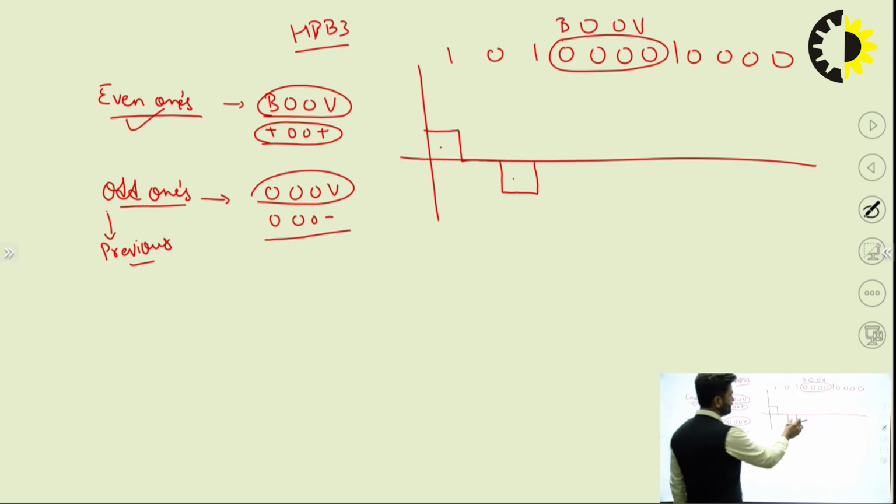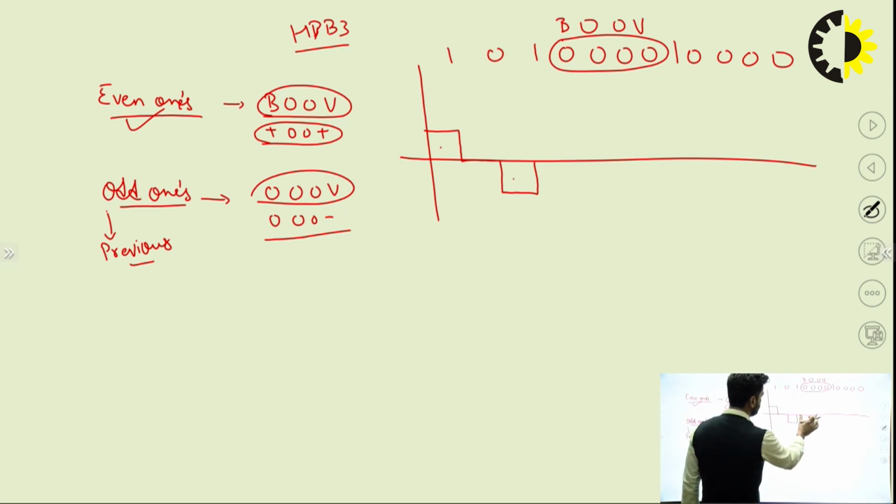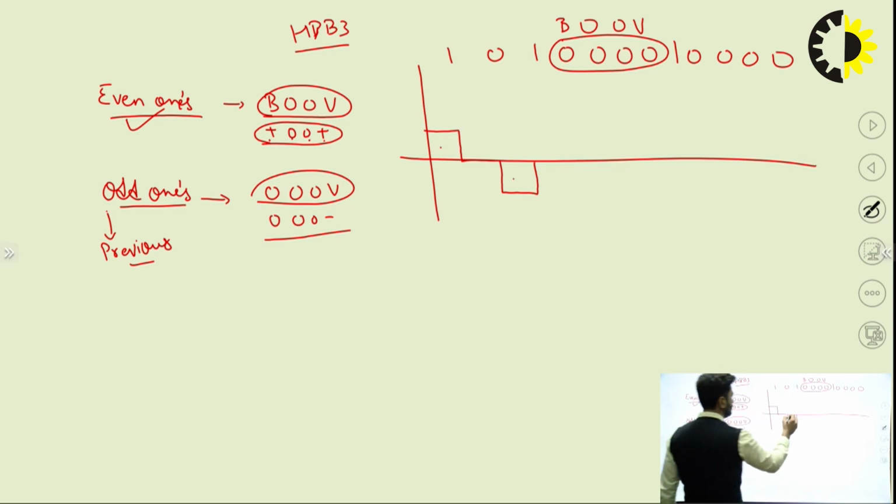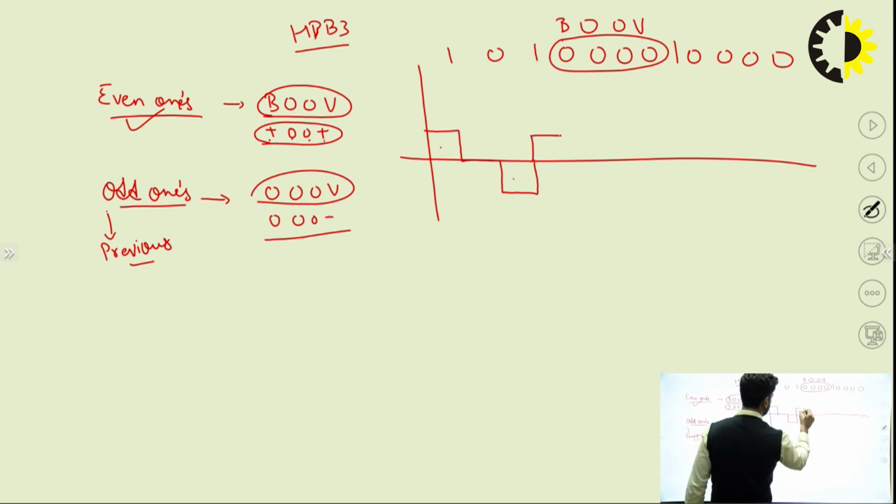In this signal line coding technique, we have to do plus 0 0 plus. We have to assign plus 0 0 and plus. That is B00V.